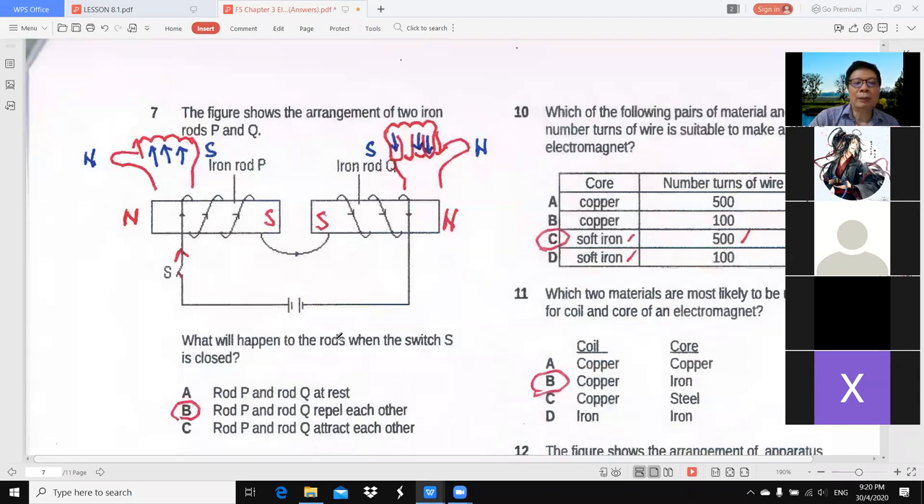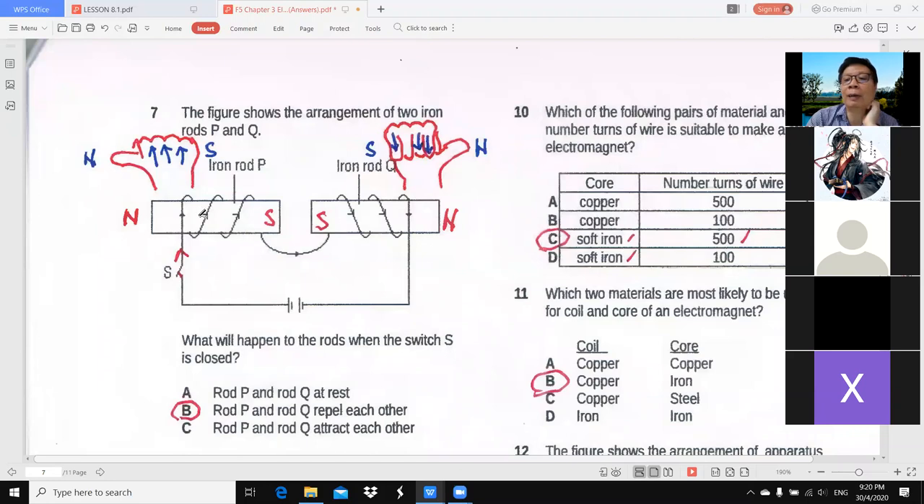What will happen to the rod? This rod, two pieces of rod. When the switch is closed, now you see carefully. I drew the diagram very clearly already. When current flows here, it goes up, keeps on turning, then comes down, turns here, then comes back, right? Then you see your hand is like that.